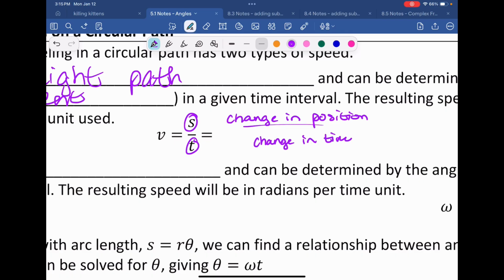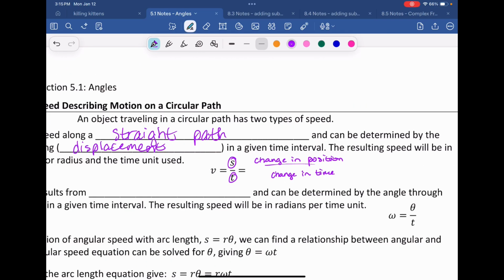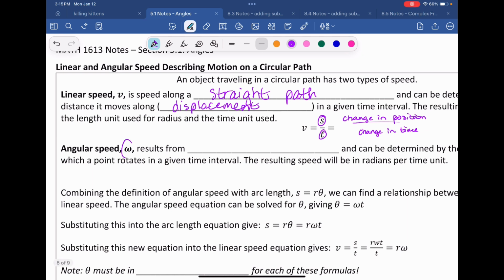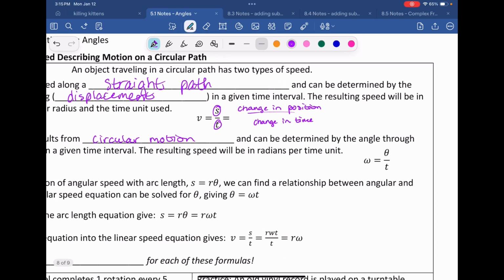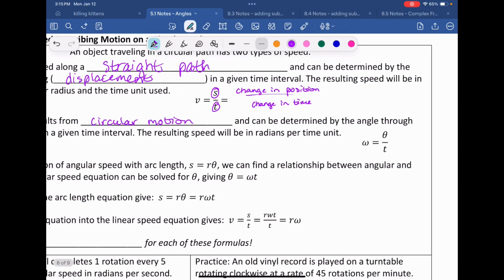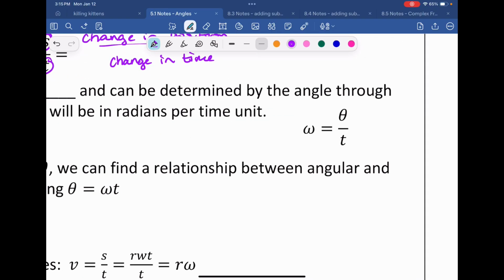So some common things that we think of for velocity or speed, like if I go 140 miles in 2 hours, I went 70 miles per hour. Okay, change in position over change in time. Angular speed, this symbol is an omega, results from circular motion and can be determined by the angle through which a point rotates in a given time interval. The resulting speed will be in radians per time unit. So omega equals theta divided by time.